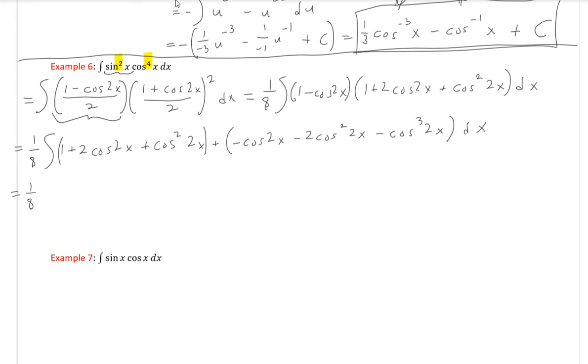Putting it all together, 1/8. I have 1 is my only constant. 2 cosine of 2x minus cosine of 2x will just give me a single cosine of 2x. Cosine squared 2x minus 2 cosine squared x will give me minus cosine squared of 2x, sorry. And then minus cosine cubed of 2x and dx.